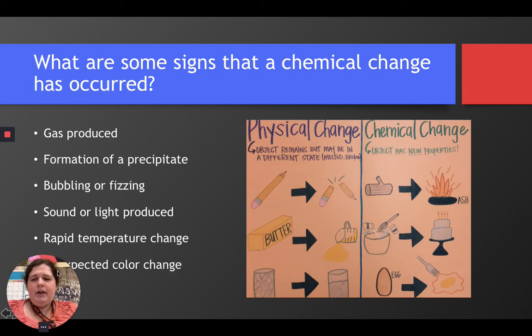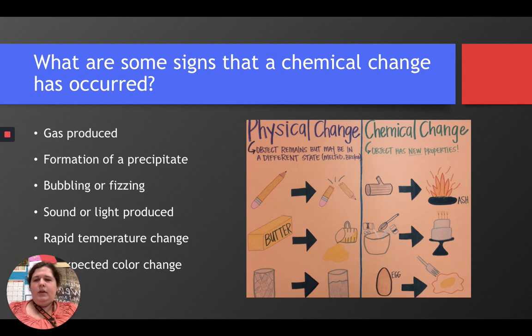Or if you have an unexpected color change. An example of this would be if you have two solutions. One of them is white and the other one is red. So if you mix something white and something red, what color would you expect? Pink. If you mix white and red and you get blue, that's probably a chemical change.